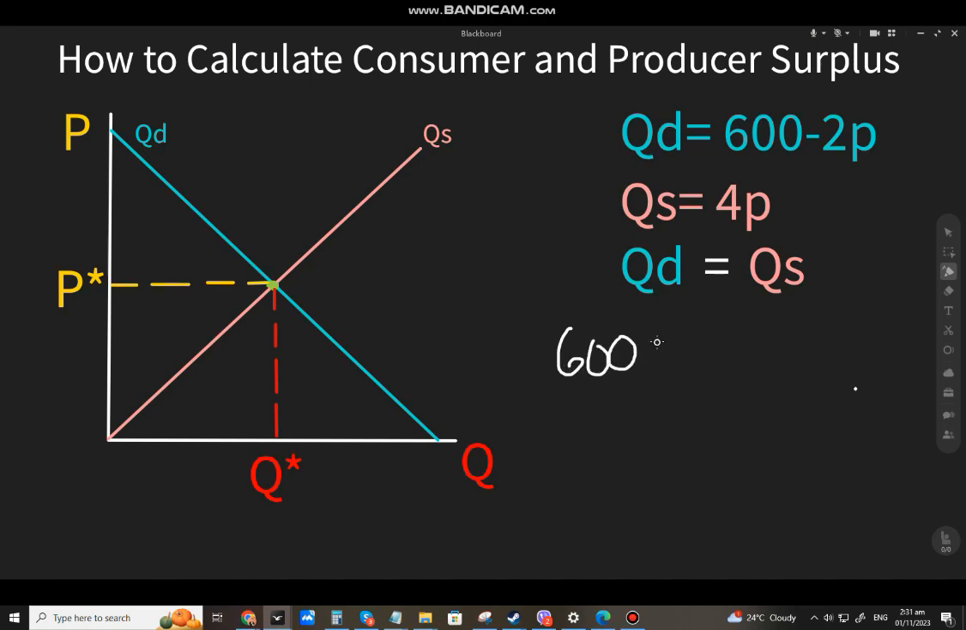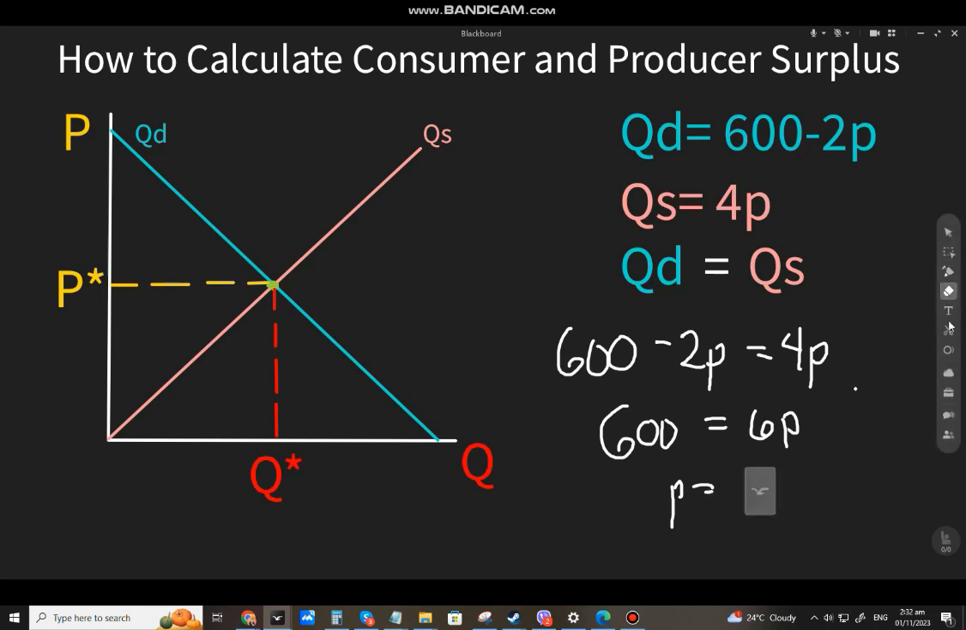So 600 minus 2p is equal to 4p. Now you have to find the value of p. This is basic algebra. It will be 6p, so p is equal to 100. So we can change this one to 100.